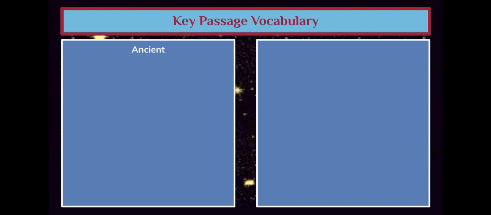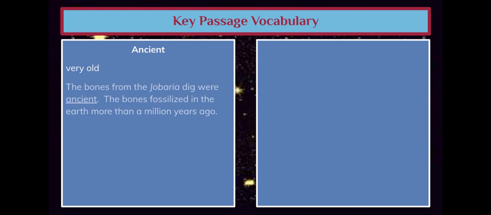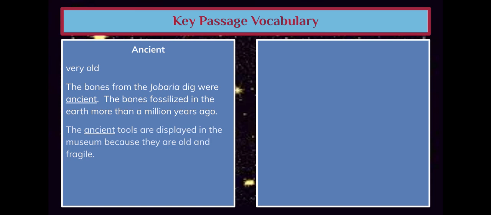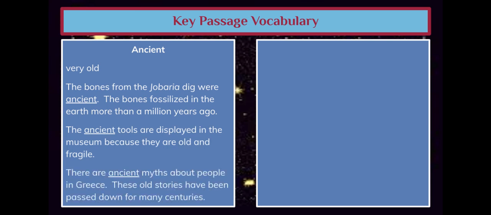Let's read the next word together. Ancient. Ancient means very old. What is something that is very old? The bones from the Jabaria dig were ancient. The bones fossilized in the earth more than 1,000,000 years ago. The ancient tools are displayed in the museum because they are old and fragile. There are ancient myths about people in Greece. These old stories have been passed down for many centuries.